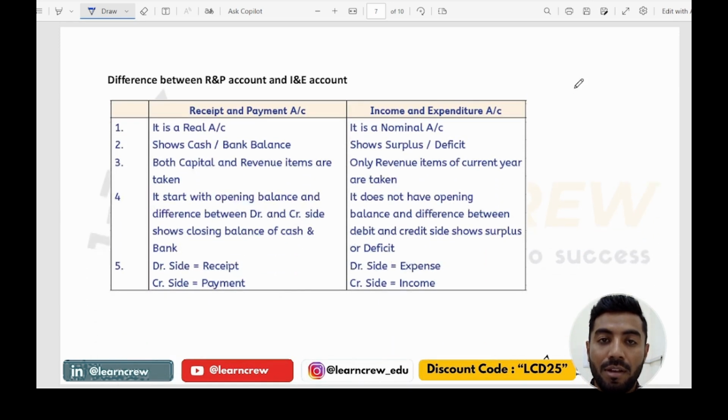Then coming to the difference between receipts and payments and the income and expenditure account.